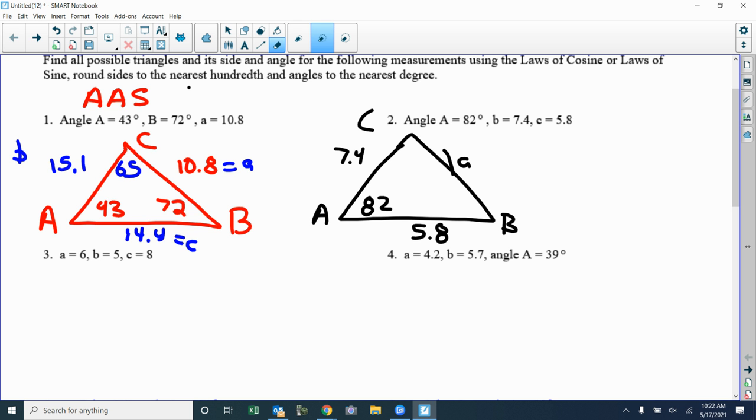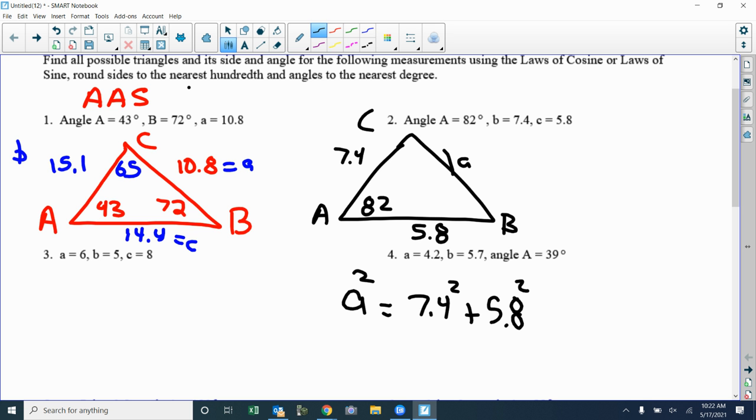We're going to solve for A. I'll come down here and we'll make that A squared equal to 7.4 squared plus 5.8 squared minus 2, make sure you put a bracket there, times 7.4 times 5.8 times the cos of 39.